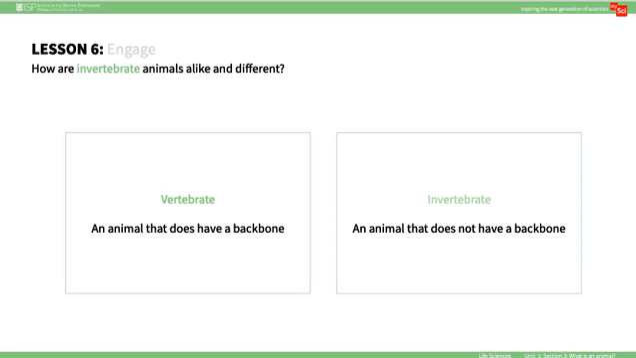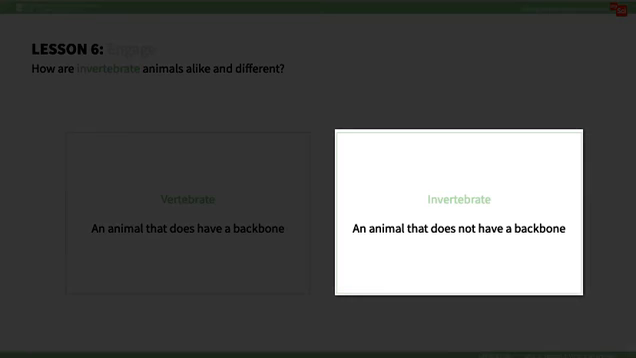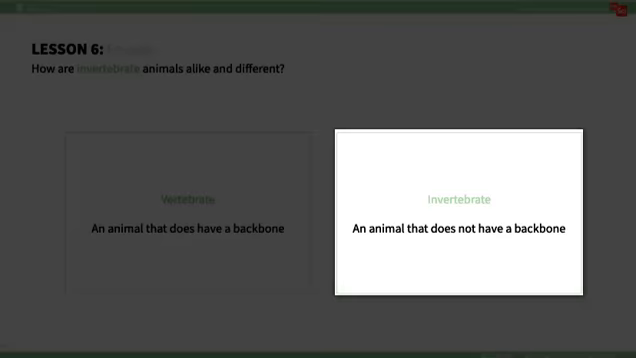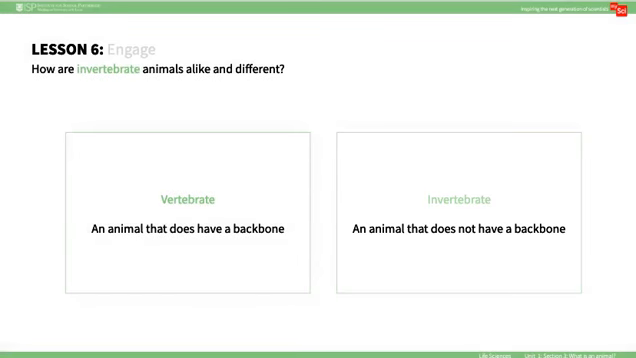In the Engage portion of the lesson, start by asking students about insects and explaining that insects are a special animal category called invertebrates. Define the term invertebrate as an animal that does not have a backbone, making sure students know that bones are structures used to sort animals, and then discuss examples of vertebrates and invertebrates.